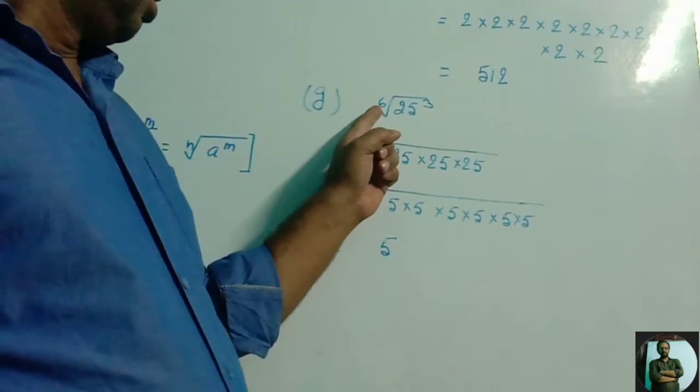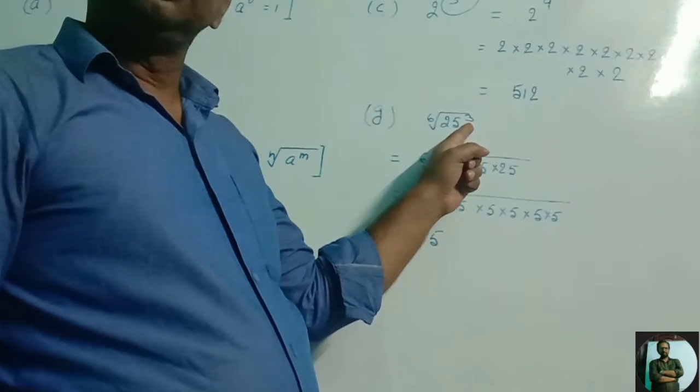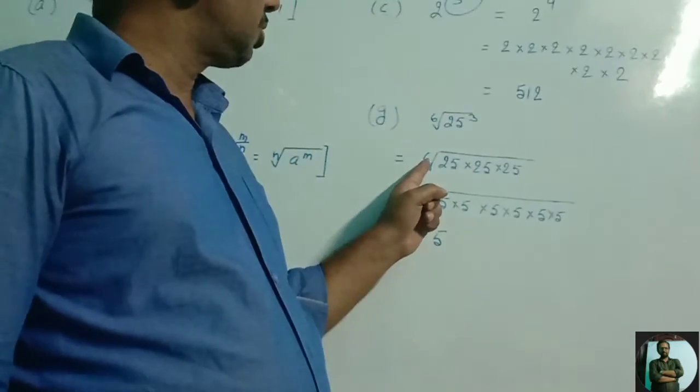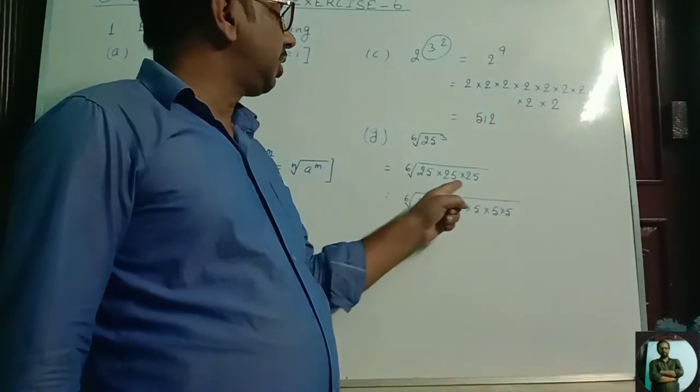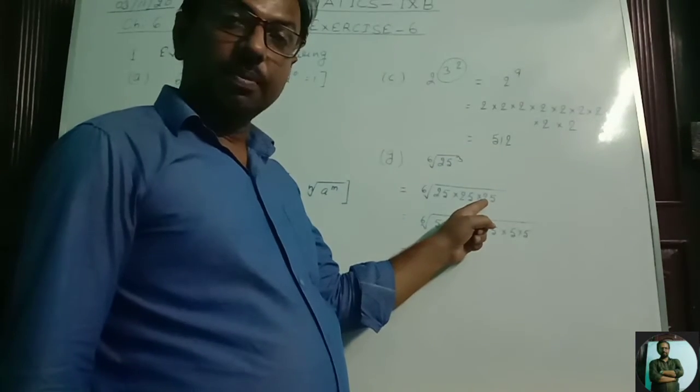Here is 6 root over 25 cube. It means 6 root over 25. We write 3 times because cube is there: 25 into 25 into 25.